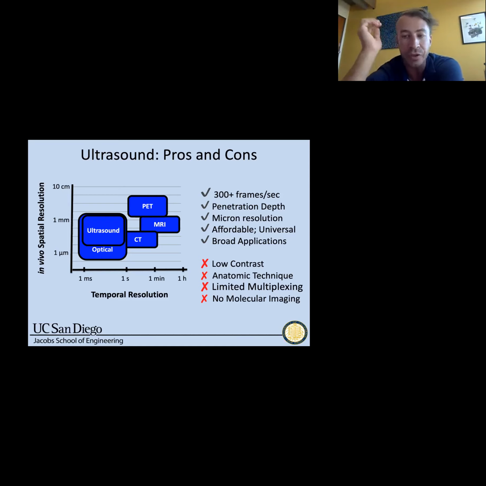Okay, so that's what's good about it. What do we still want to improve about ultrasound? Well, for one, it's primarily an anatomical technique, right? And so when I showed my difference between molecular imaging and anatomical imaging, ultrasound by and large is an anatomical technique. It also has relatively low contrast, which we'll come back to, and a lack of multiplexing in terms of getting multiple color channels of information.